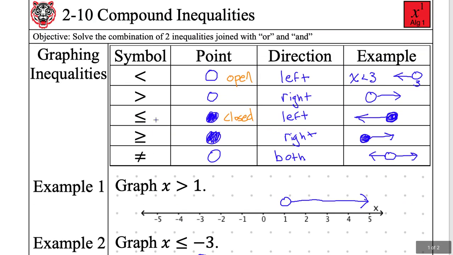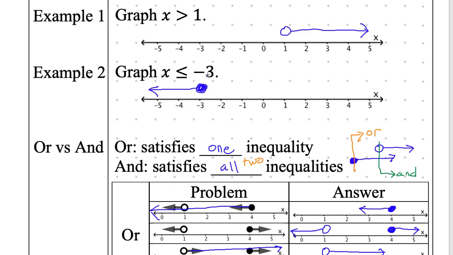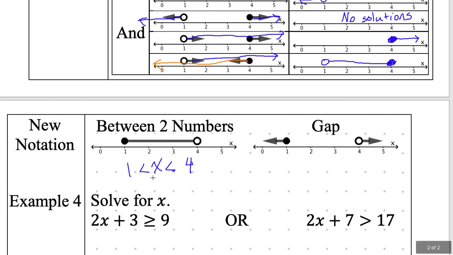Notice that a less than or equal to is a closed dot. A less than is an open dot. This is a closed dot, so this should be an equal to. This is an open dot. It should just be strictly less than, not equal to. That's how you write it out.